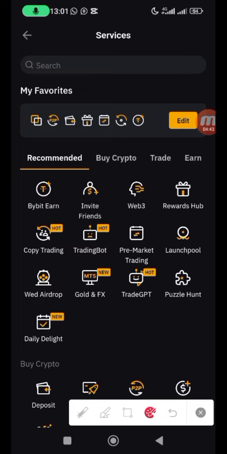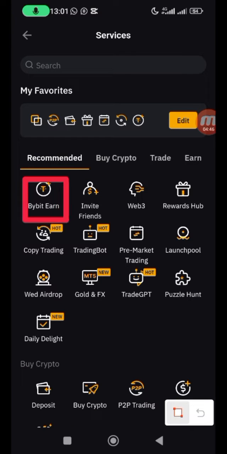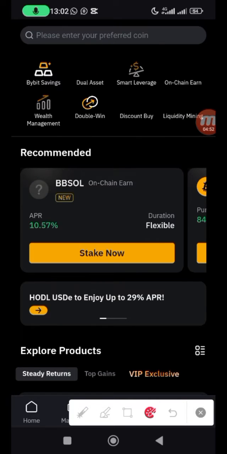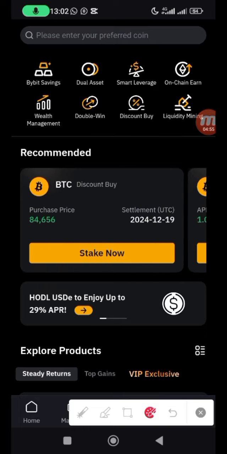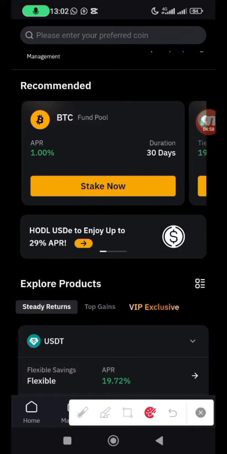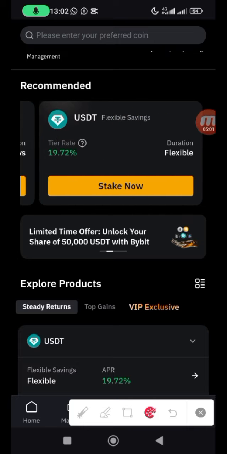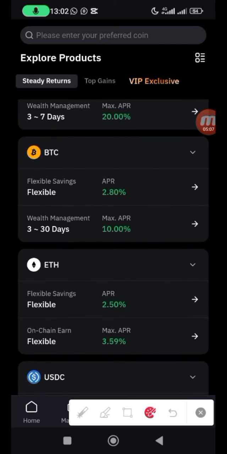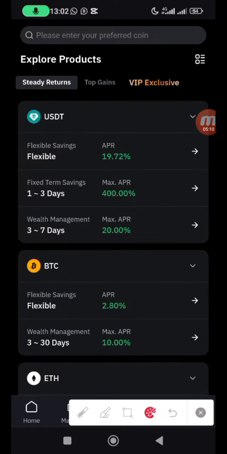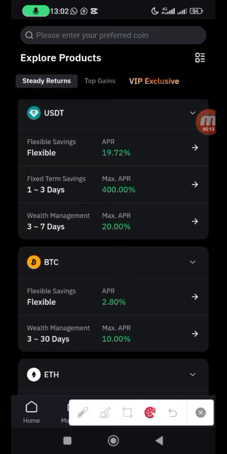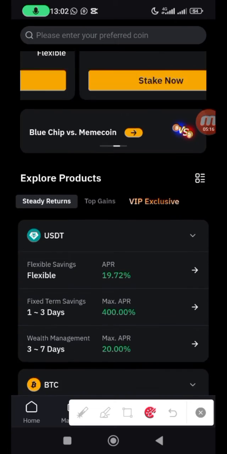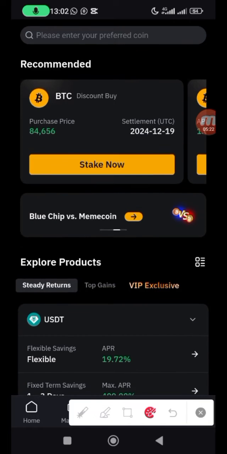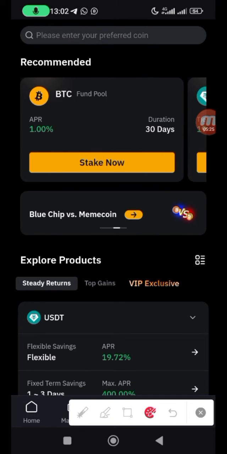That is it. Now let's go to more. On this more page we have Bybit Earn. Let's click on it. You can stake your crypto here. Look at it, this is what you can stake, with a duration of 30 days. USDC flexible 19.72%. Look at the percentage: USDC flexible 19.72%, and 1 to 3 days fixed term savings. Just like when you put your money in the bank and they give you some percentage, this is how it is.